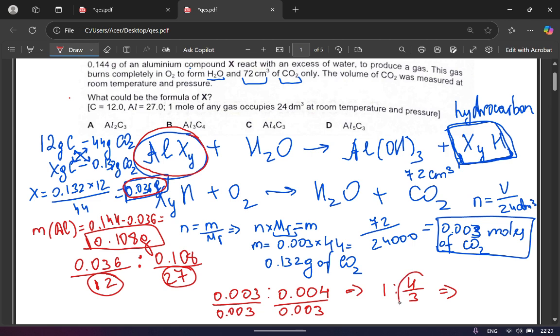Now we cannot write 4 over 3 as an index. So what we have to do is multiply both of these numbers to get a whole number on each side. The only way we can do it is to multiply both sides by 3. So we get 3 to 4, which means that we have 3 carbon atoms and 4 aluminum atoms in our compound. And now we go with the option which is the correct option here.